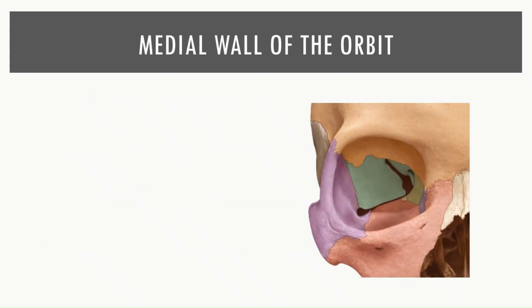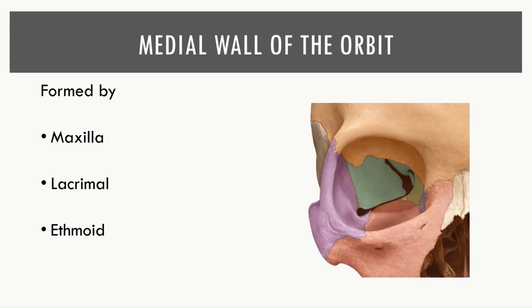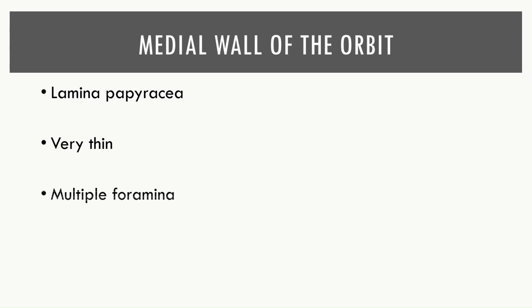Medial wall of the orbit. The medial wall is formed by four bones: maxilla, lacrimal, ethmoid, and sphenoid. The lamina papyracea, formed by the ethmoid, is extremely thin and perforated by multiple foramina. Because of this, orbital cellulitis is often secondary to ethmoidal sinusitis.